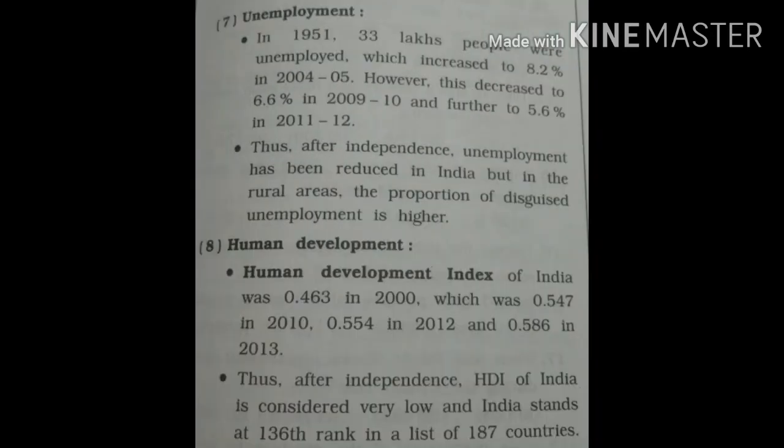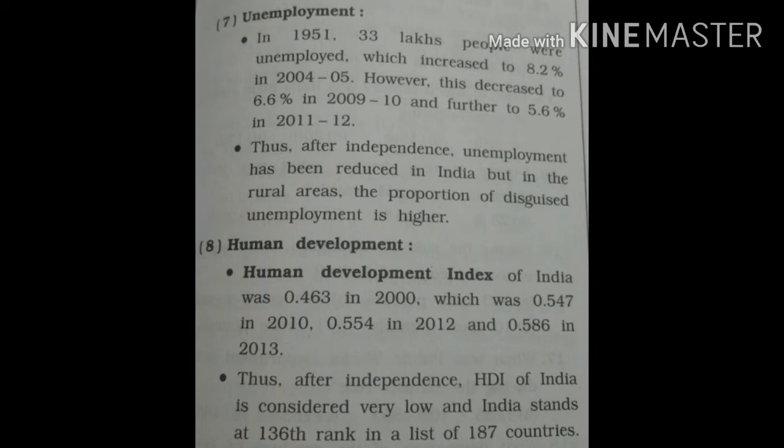Seventh, unemployment. India has been facing several problems of structural unemployment. Structural unemployment refers to a form of unemployment caused by a mismatch between the skills that workers in the economy have and the skills demanded by employers. In 1951, 33 lakh people were unemployed. In 1999-2000, 7.31% of total population were unemployed.